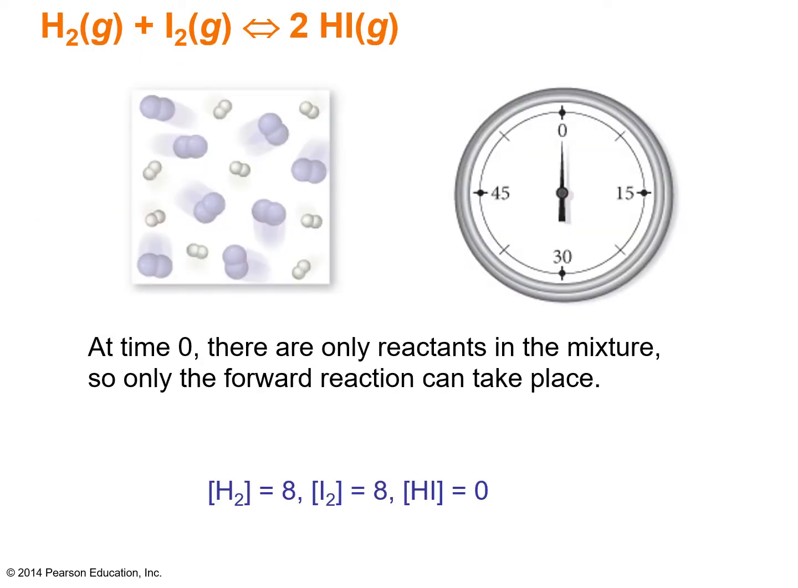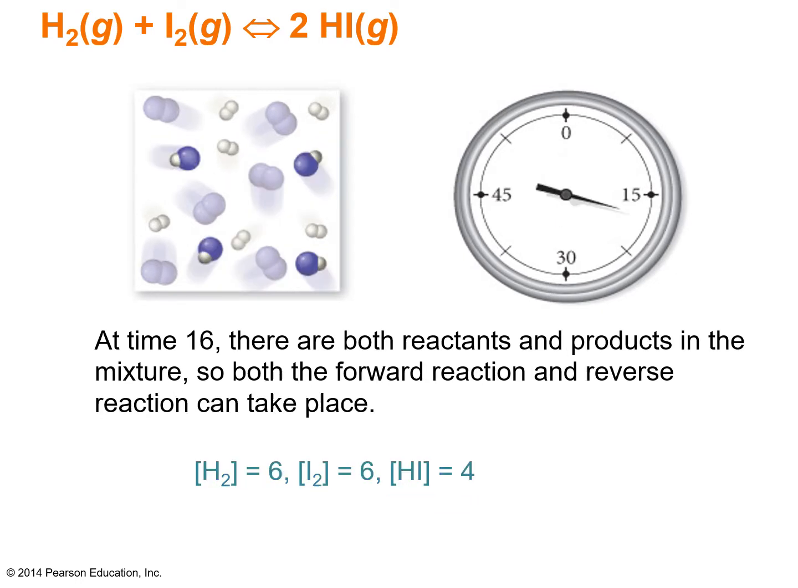An example of this is going to be the reaction between hydrogen gas and iodine gas, resulting in the production of hydrogen iodide. At time 0, when we mix those two reactants, there are only reactants in the mixture. So the forward reaction can take place and therefore will be the only rate that we will see. We also have our initial concentrations down here. Notice that we have no product. Why? Because the reaction has not begun yet.